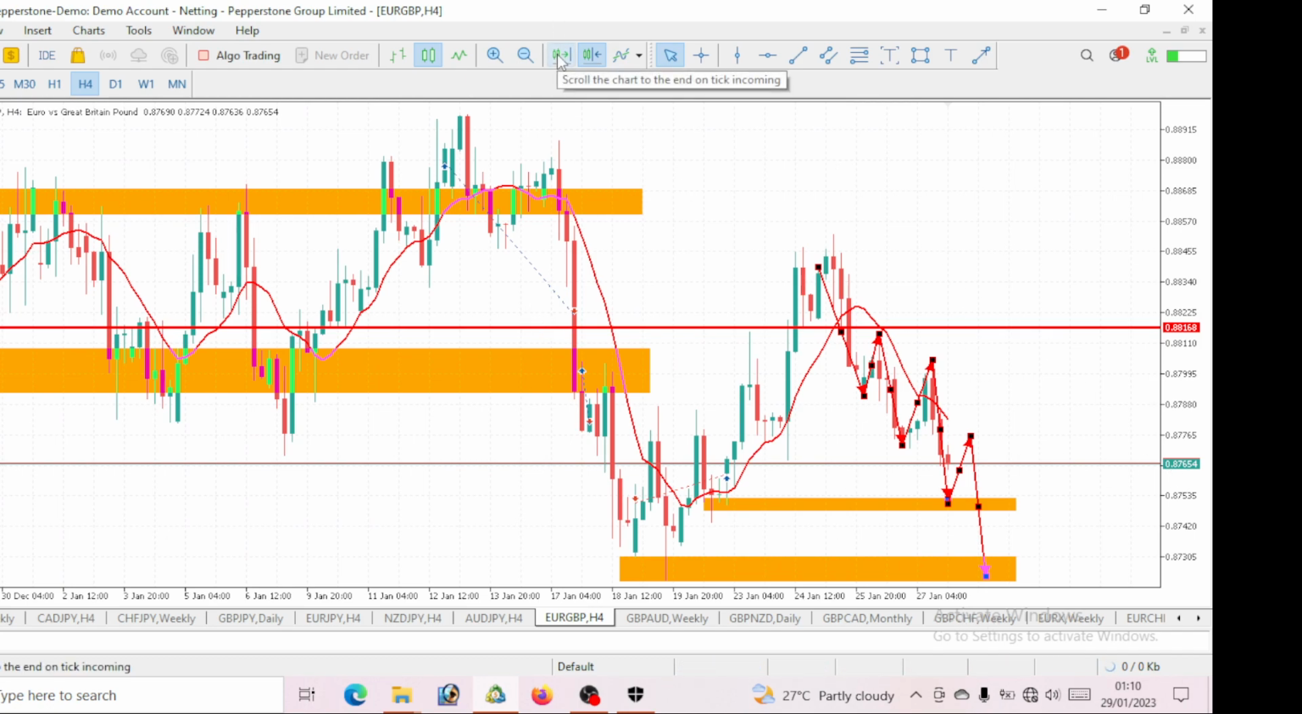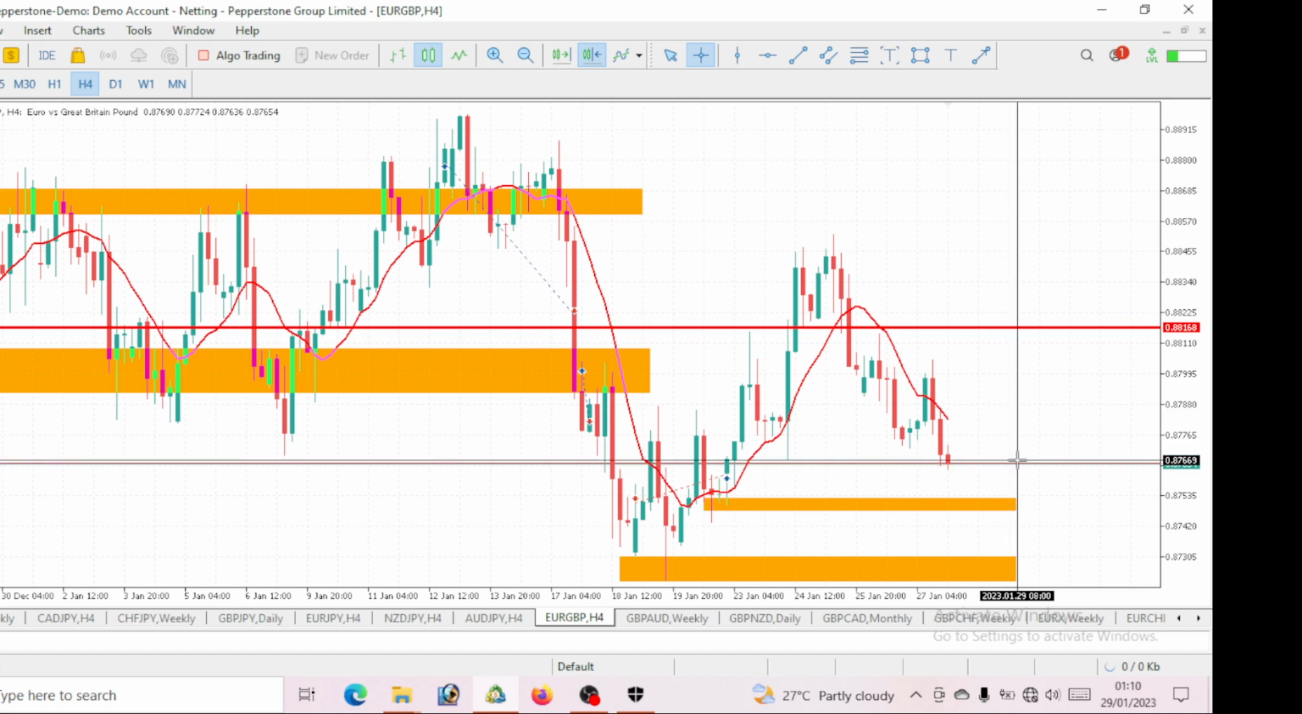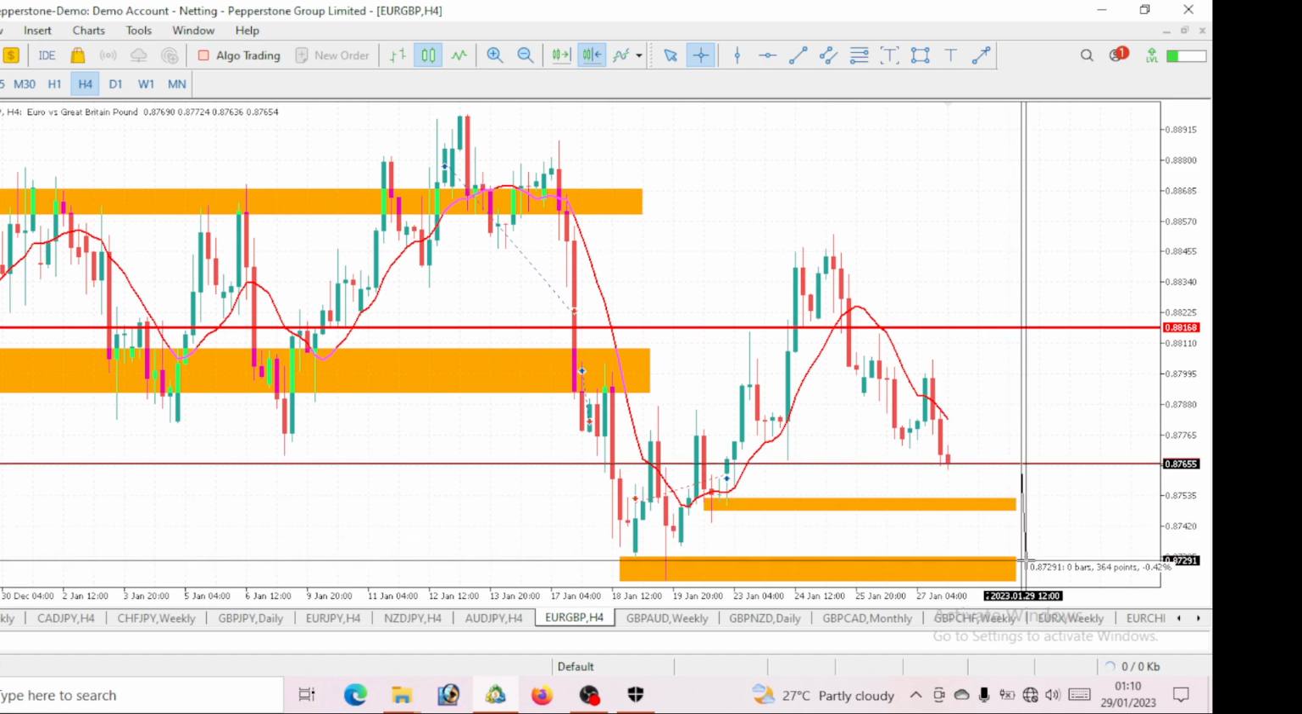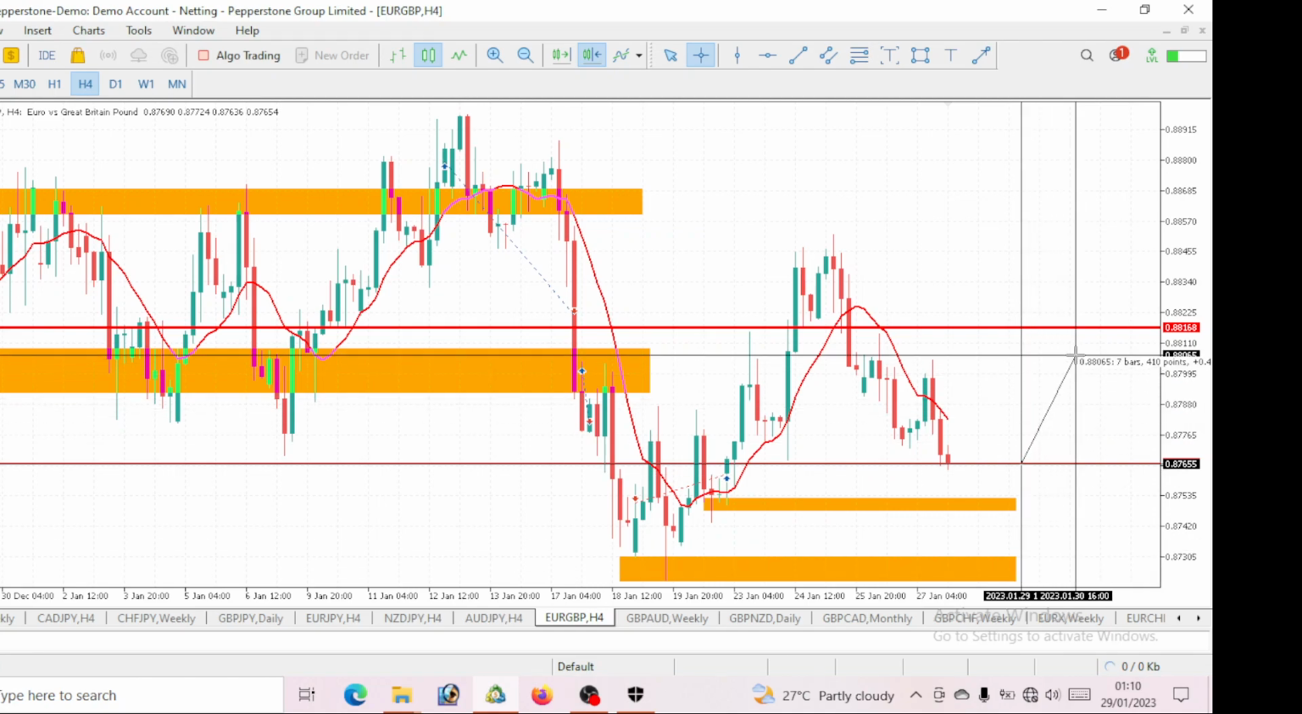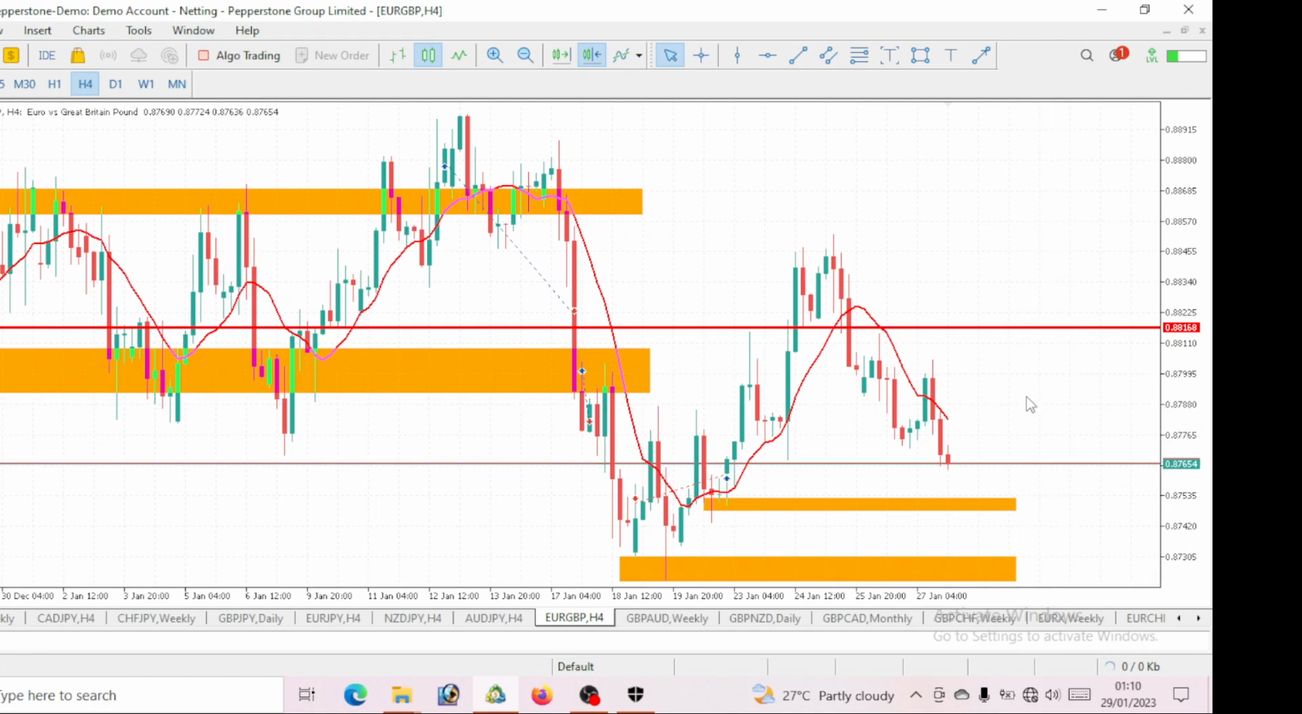So EURGBP is bearish. Let's say from this level here to this low, this is about 34 pips, right? So this is exactly what I'll be watching out for. EURGBP to come out and take out this low, right? That is what we'll be watching out for.